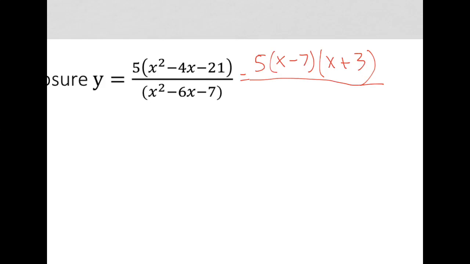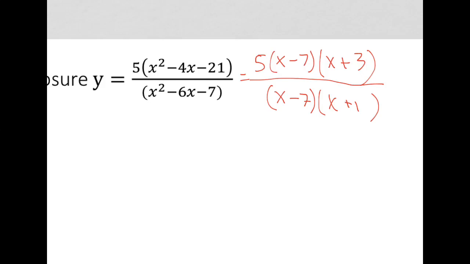Now in the denominator, I have x squared minus 6x minus 7, and that is going to factor as the only factors of 7 are 1 and 7, and the negative 6 is negative, so I know I have x minus 7 and x plus 1.